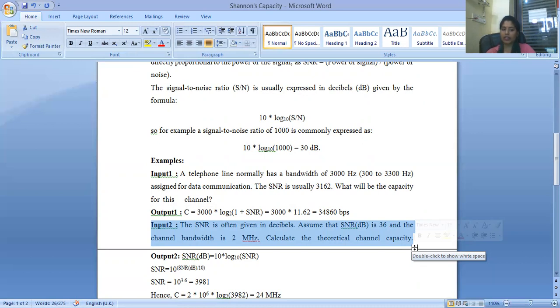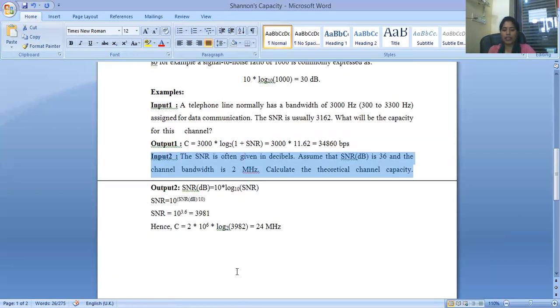Now we are calculating the Shannon's capacity. You have been given the SNR in dB. So SNR dB equals 10 into log 10 of SNR, and SNR equals 10 to the power of SNR dB divided by 10, so SNR equals 10 to the power 3.6, isn't it? 10 to the power 3.6 equals 3981. Okay, now your SNR has been calculated.